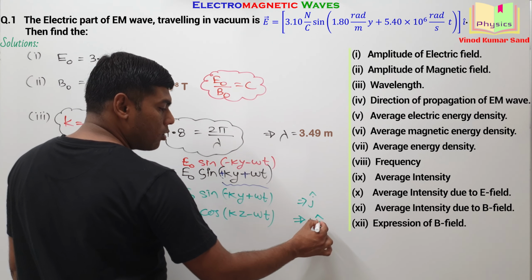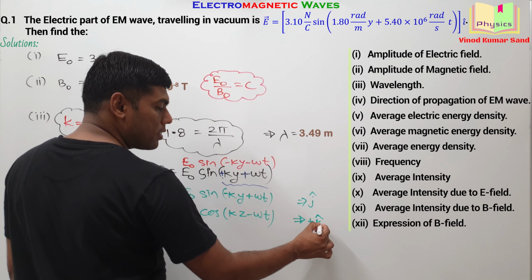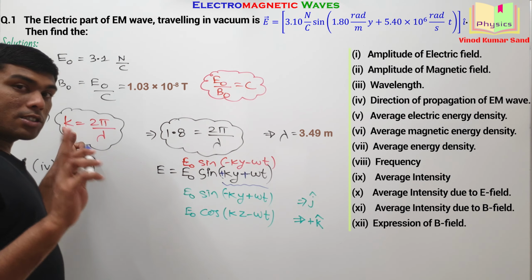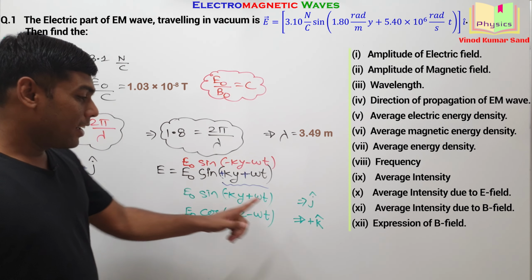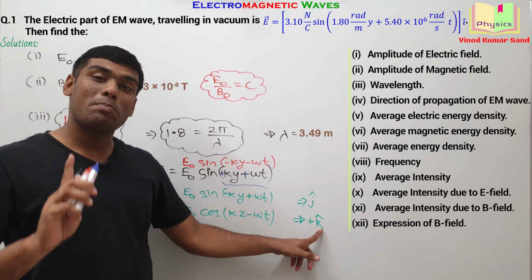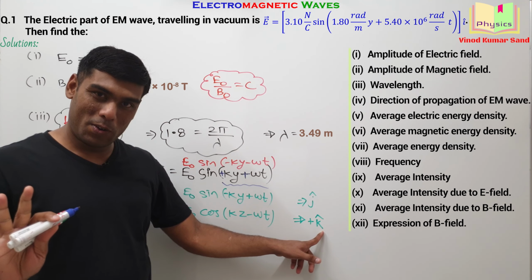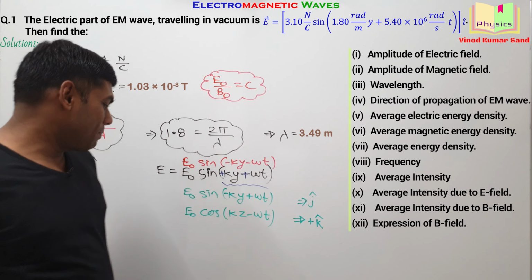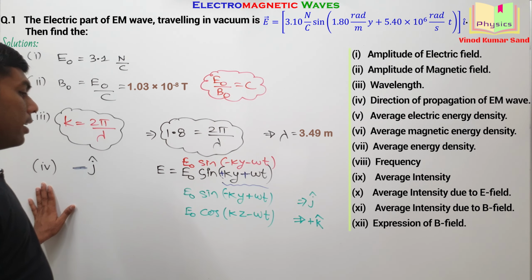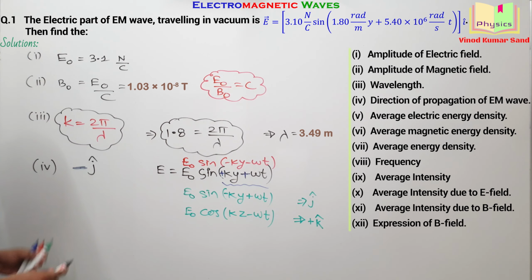This k cap is a unit vector along the z axis. Keep in mind, don't get confused. This k represents the magnitude of the wave vector, and this k cap represents a unit vector along the positive z axis. Okay, do not intermix them. So we are done with the fourth part. Then I am going further to the fifth part.